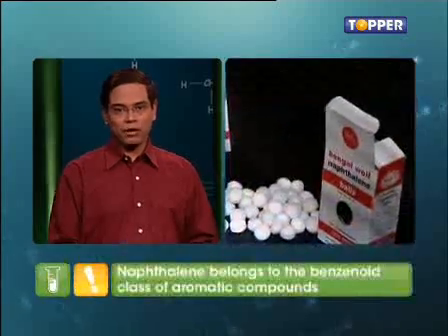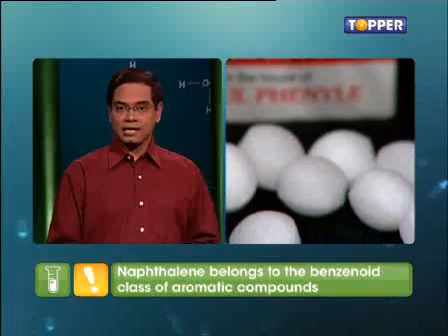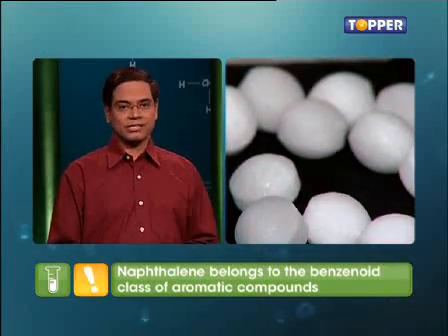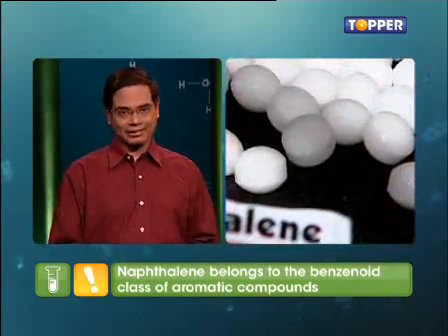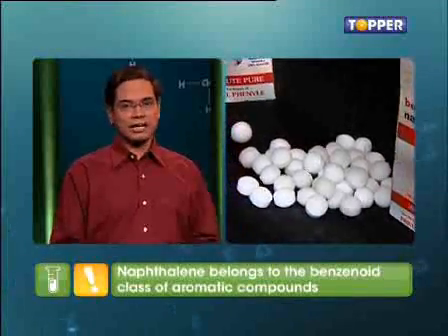Like I just said, naphthalene belongs to the benzenoid class of aromatic compounds and is derived from coal tar. Mothballs, as we discussed, are made from naphthalene, as naphthalene easily sublimates or exudes gas. That is why it is also sometimes used as a fumigant.